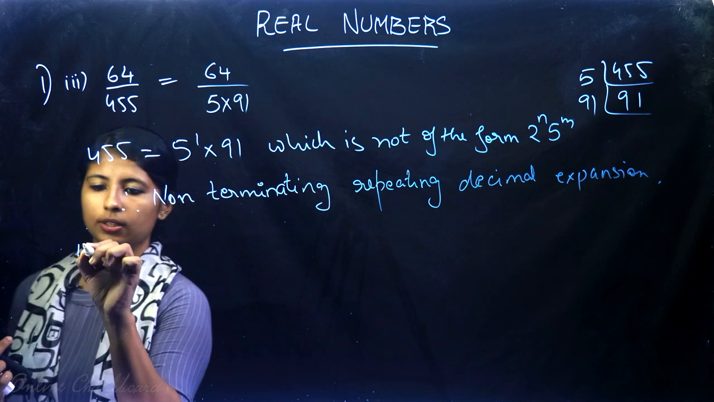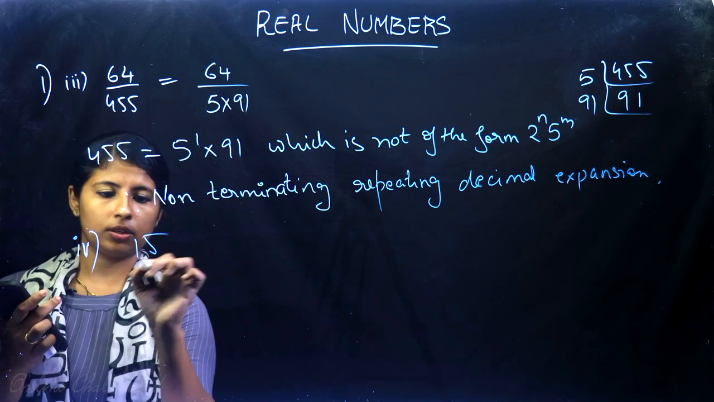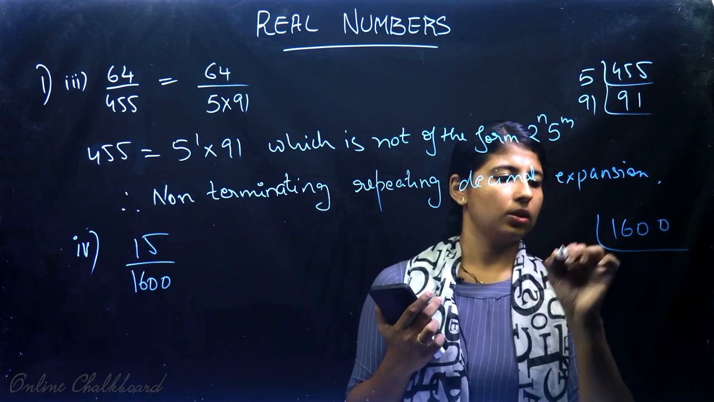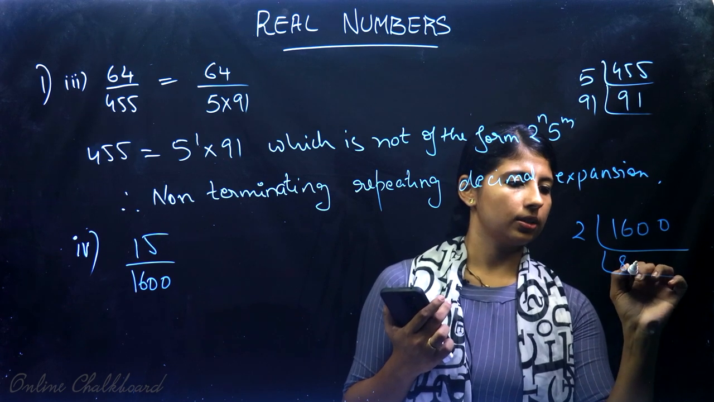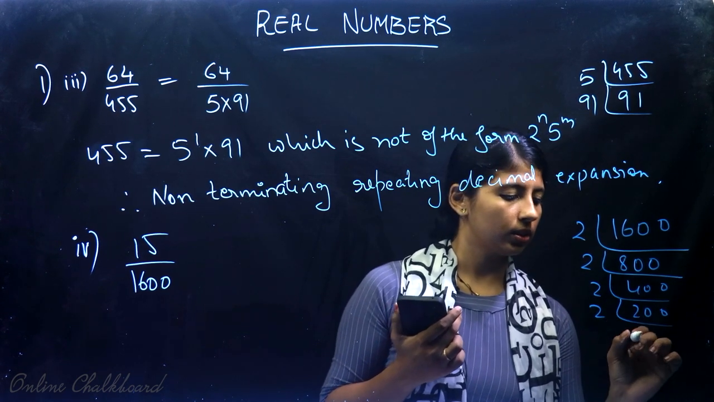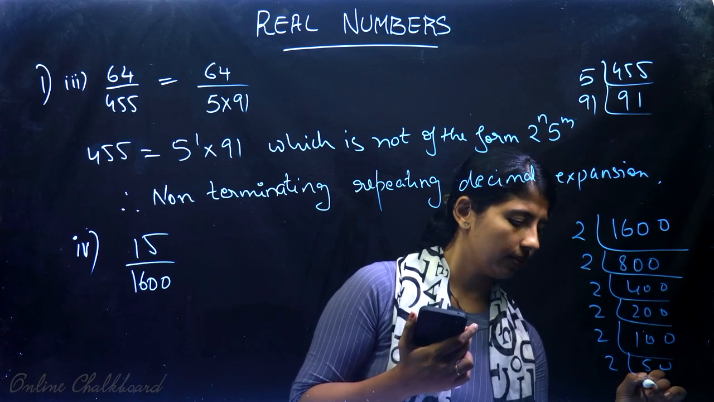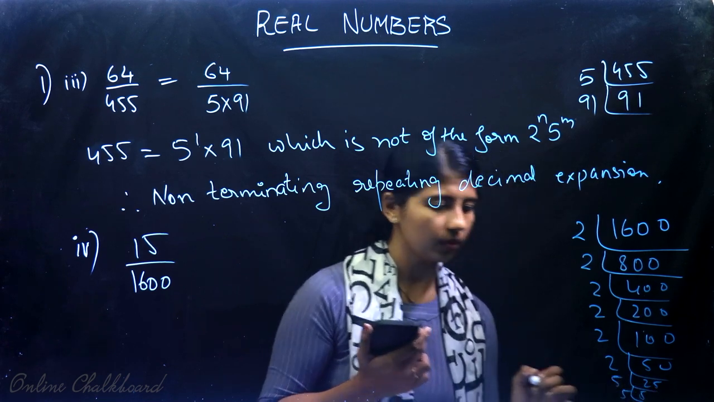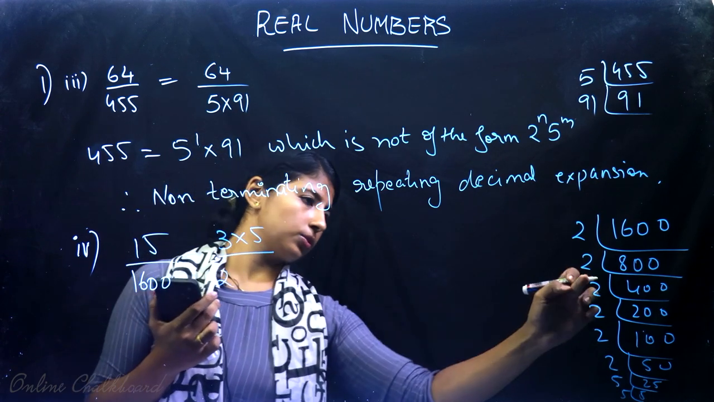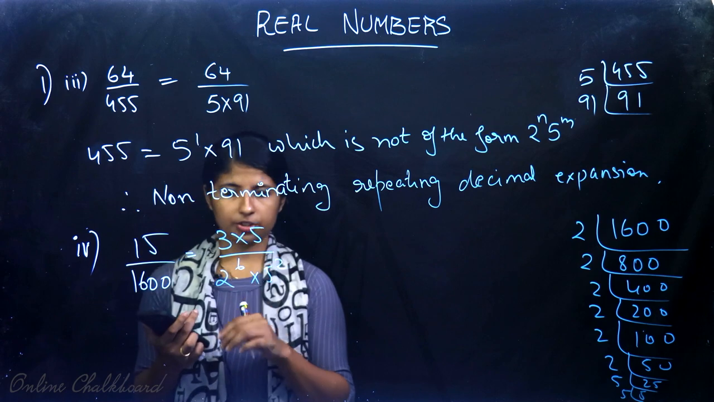Now let's look into question number 4. 15 by 1600. The prime factorization: 2s are 800, 2s are 400, 2s are 200, 2s are 100, 2s are 50, 2s are 25, 5, 5. So it's like 3 into 5 by 2 raised to 6 into 5 square. This is the prime factorization of 15 by 1600.